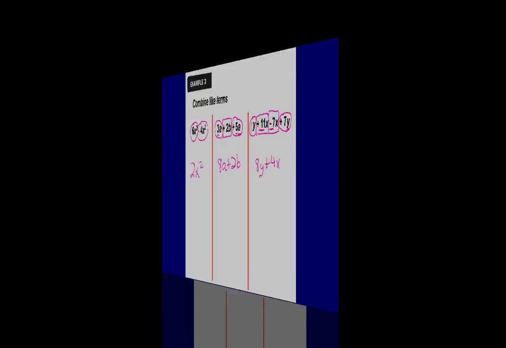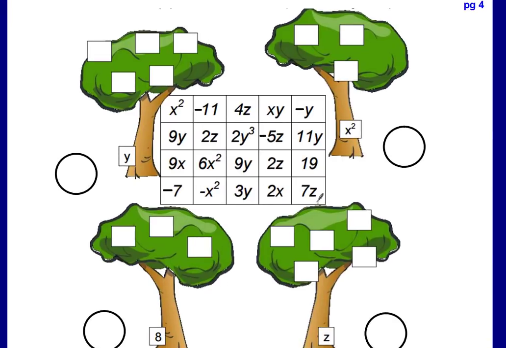Okay, go ahead and turn to page 4 in your packet, your distributive packet. Turn to page 4.